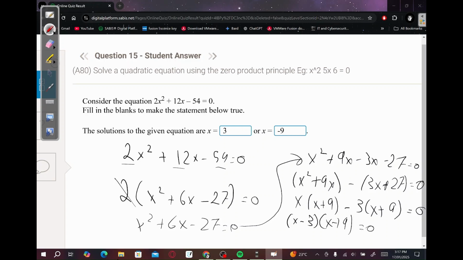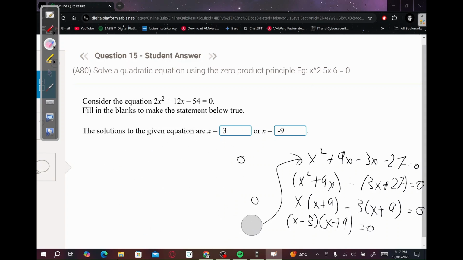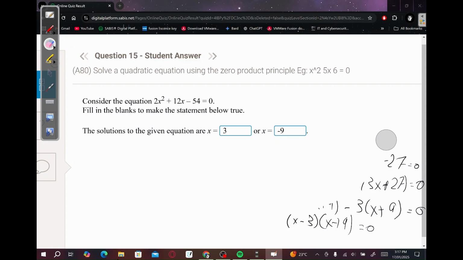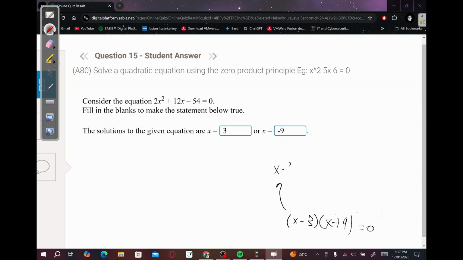Now you solve using the zero product principle. We're going to split this up. X minus 3 is equal to 0, so x is equal to 3. X plus 9 is equal to 0, so x is equal to negative 9. That's it. These are your two answers.